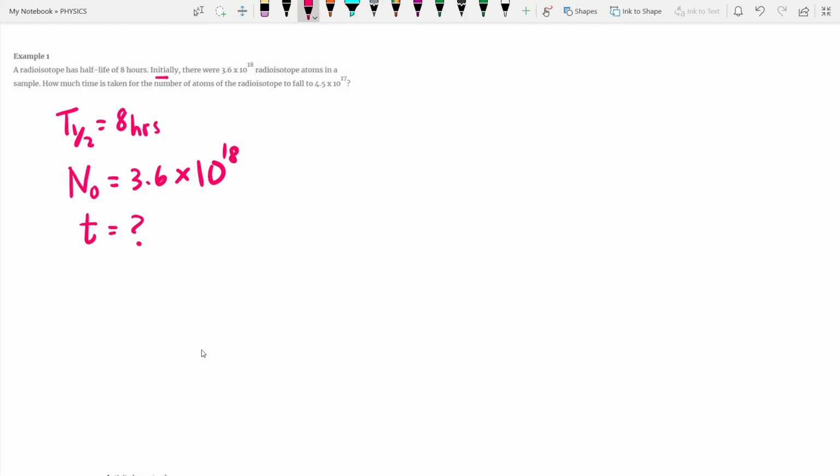Dia nak berapa jam lah ataupun berapa hari untuk atom ni, okay, and not ni menjadi 4.5 times 10 to the power of 17. Okay, so what you can do is kita try untuk gunakan kefahaman kita to calculate this. Alright, so for example, kita tahu 3.6 times 10 to the power of 18. Okay, bila half-life, maksudnya bila 8 jam berlalu, 8 hours berlalu, dia akan menjadi half. Okay, that's what it's meant by half-life. So you have to calculate what is half from 3.6 times 10 to the power of 18.